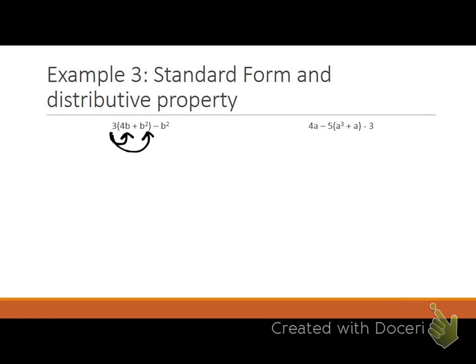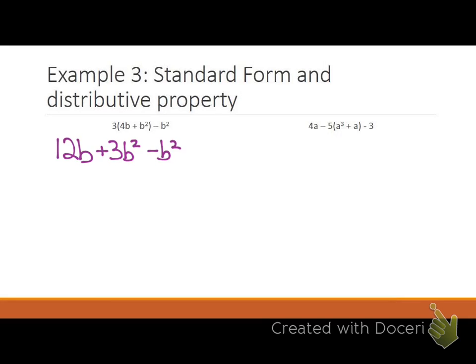All right? So 3 times 4b. What would that be? 12b. And then 3 times b squared? 3b squared. Be mindful of your signs. If there's a subtraction sign, you're going to have to make it negative. Whoever's clicking, please stop. All right, and then you just bring down the negative b squared. Now you can write in descending, and you can simplify any like terms.